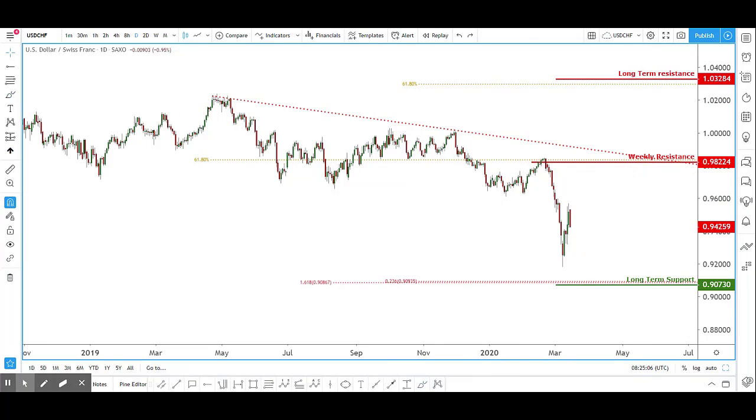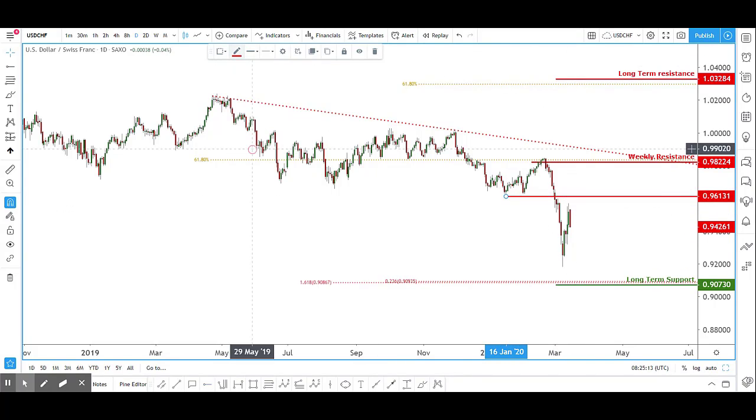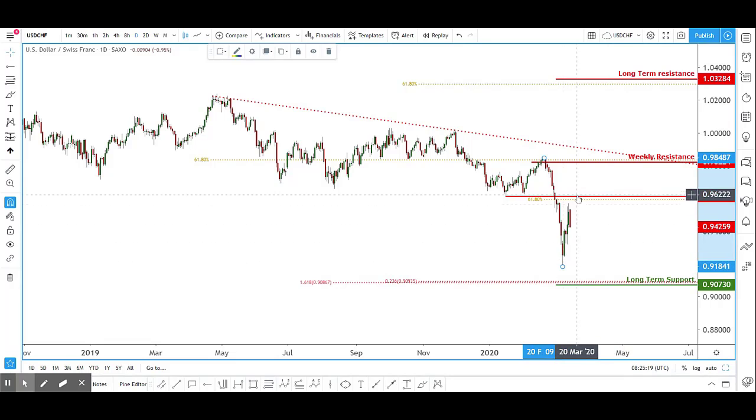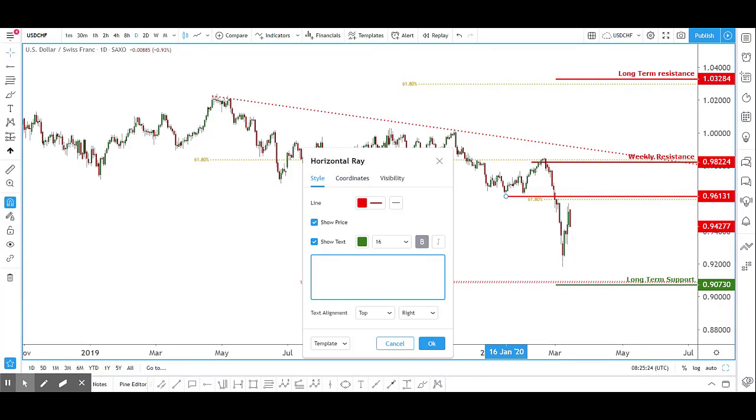Right, so right here we see graphically that there's a resistance in this area here, and I want to see whether it falls in line with any Fibonacci ratio. So I take a retracement from the swing high to the swing low, and I see that it's close to the 61.8. I can call this the daily resistance.